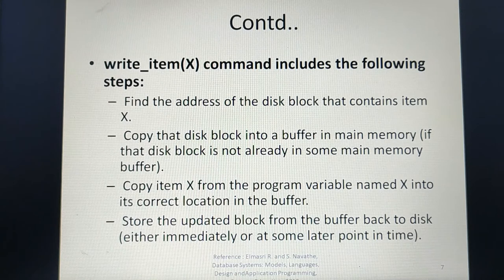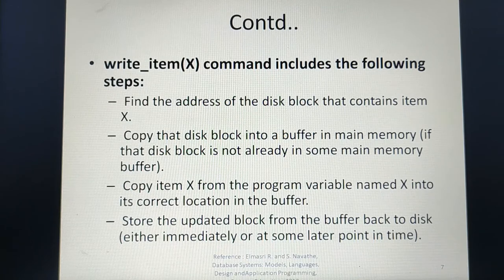Next is write item X. That includes: find the address of the disk block that contains the item X. Copy that disk block into the buffer in main memory. Copy item X from the program variable named X into its correct location in the buffer. Last, store the updated block from the buffer back to disk.